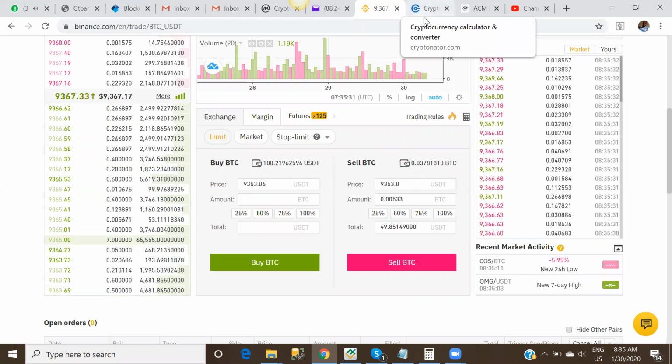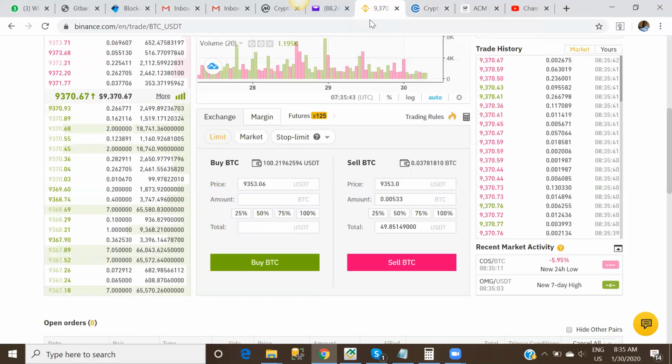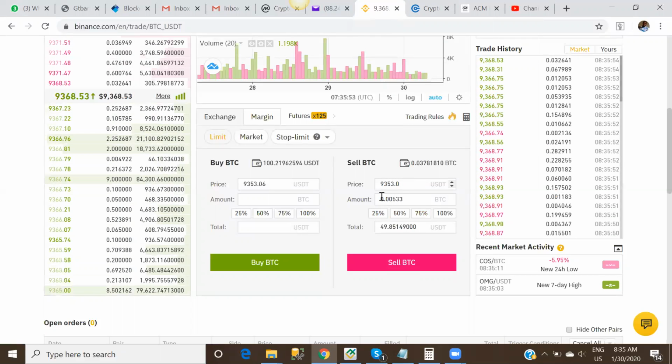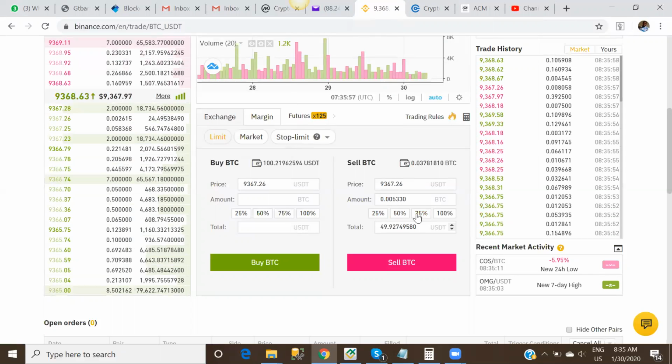So what I will do is go to cryptonator.com and write convert from dollar to Bitcoin, $50, so this is the value. Then I'll come back here and put it here. You see the value. I want to sell this BTC at the price that people want to buy. This guy wants to buy BTC, so let me pick this price. I'm selling at that price, and I'll click sell.